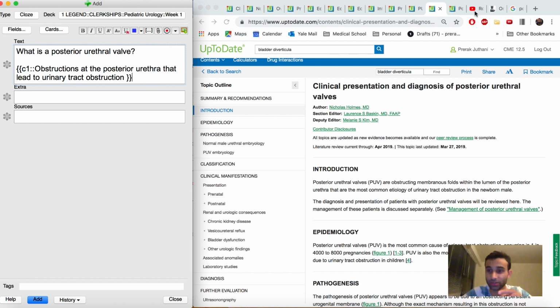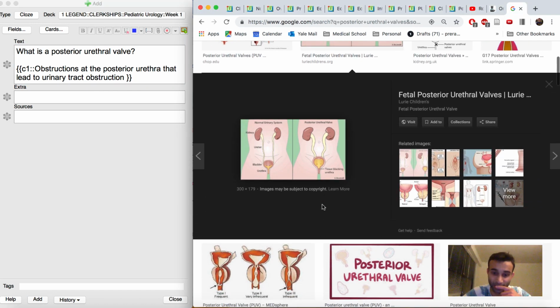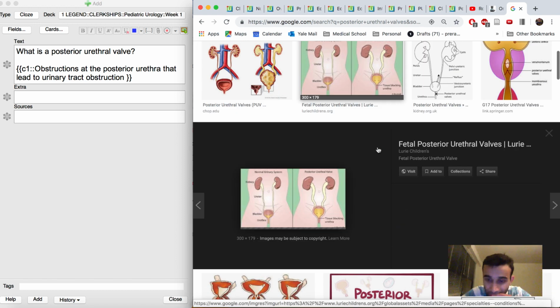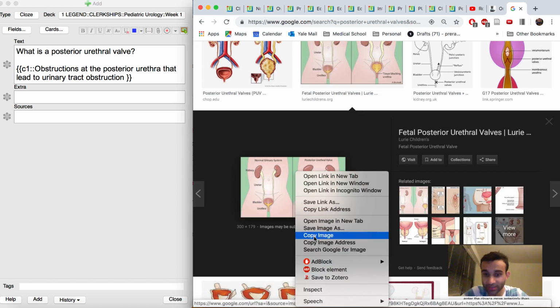And then the other thing I'm going to do is I actually can't find any good pictures of this on UpToDate. So I always Google things and see if I can find something. So here, I think I'm just going to use this one just because it's a simple one.